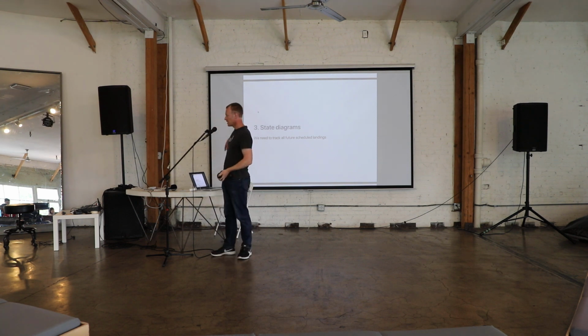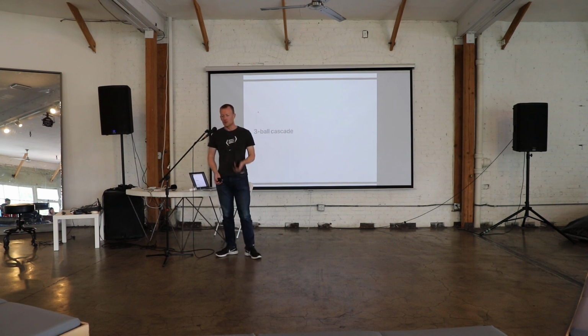But the one that is easier to codify, that I'll show, you can think of as a high volume state diagram. I'm not sure if there's a proper name. We basically need to track all future landings first. Think about the three ball cascade.